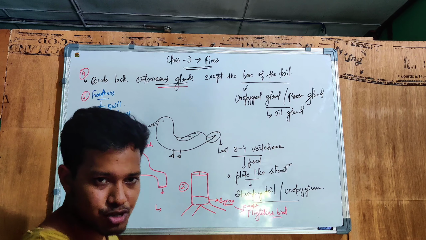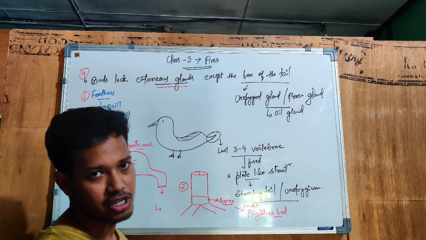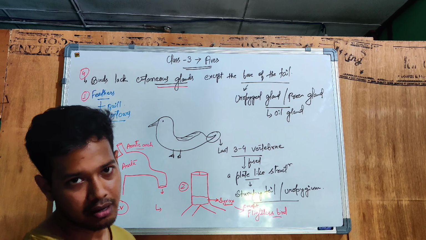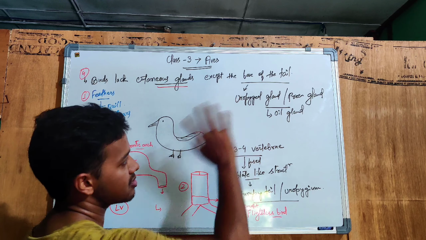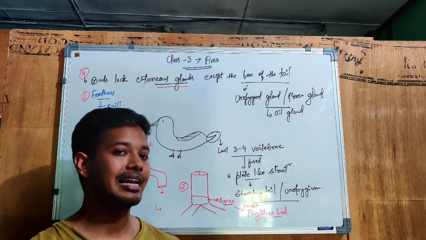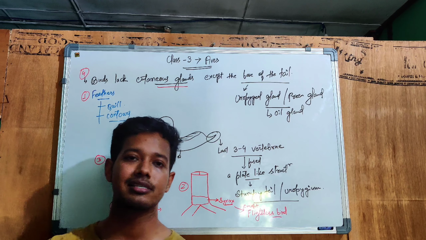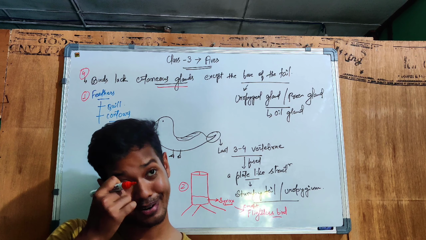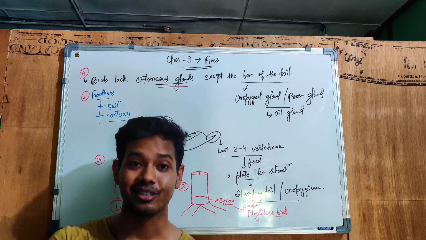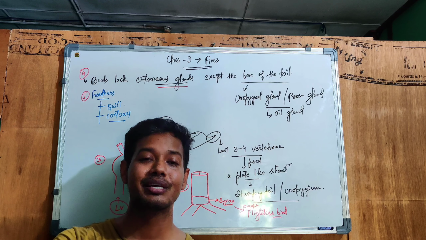Exception parrot, exception ostrich. Ostrich and parrot, they do not have uropygial gland present in their body. Now the point is, what is the significance of this uropygial gland? What will this oil gland do? Oil gland releases some kind of oil. Nice. Okay, so that oil helps in lubricating the feathers.